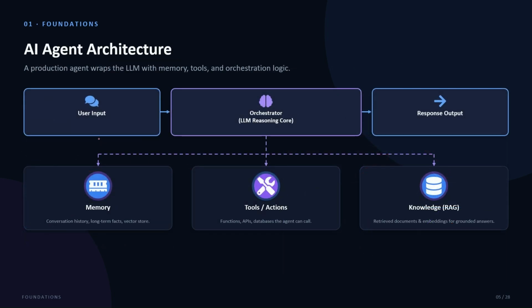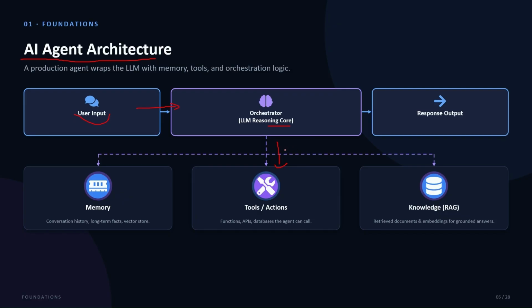Zooming into that loop, here is what a real agent architecture looks like. User input comes in at the left. It hits the orchestrator, the LLM reasoning core, which is the brain of the operation. It decides what to do next given the current input and everything it knows so far. That orchestrator doesn't work alone.